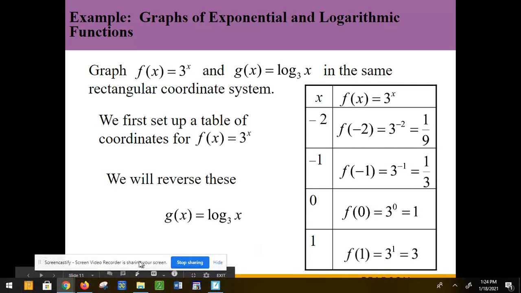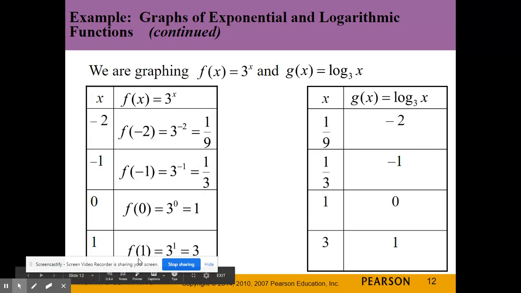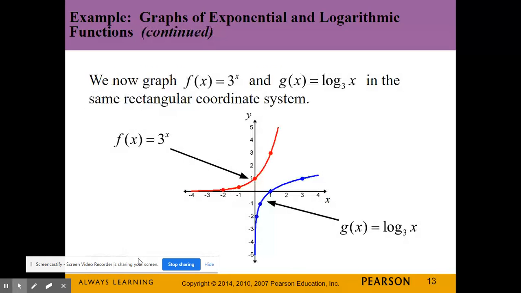Now you're going to reverse those. Because g of x, the log base 3 of x, is the inverse. So if the ordered pairs for the exponential function, the x on the left, the y's on the right, you're just going to flip them. All right, so again, here's your table we just created for the exponential function. -2, 1/9. The exponential function becomes 1/9, -2 for the log function. Again, you just flip the x and the y. Same numbers, just flip the side.